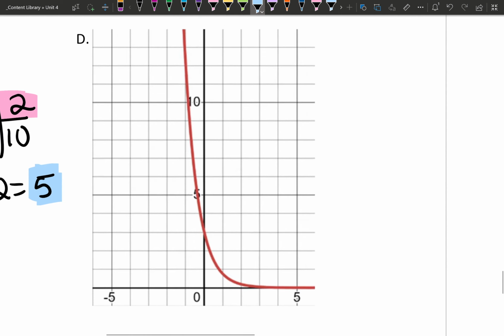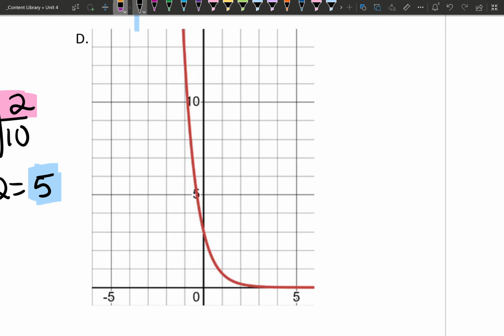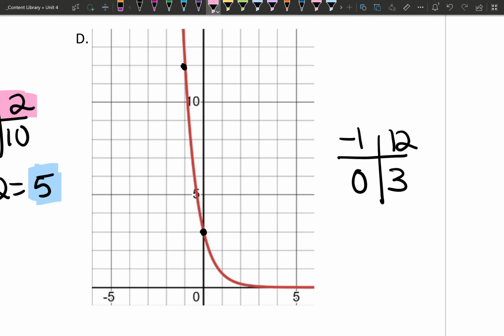Last one. This one's going to be just a teeny bit different because although I do have the y-intercept right here, I don't have any points to the right. I do have a point right here on the left, (-1, 12). To make sure that my table is in order, (-1, 12) is going to be above (0, 3). (0, 3) is our y-intercept.